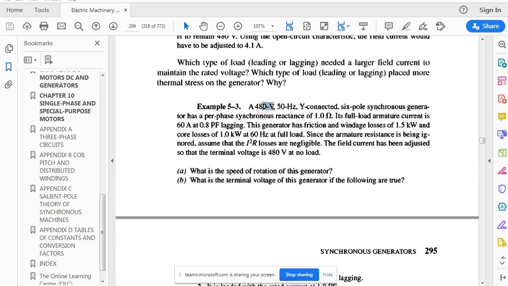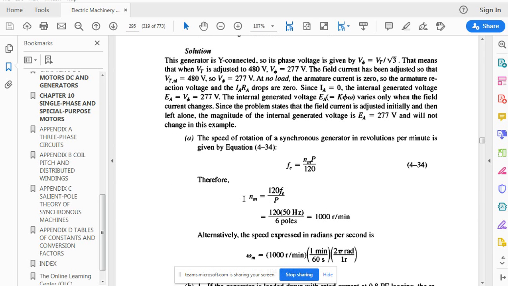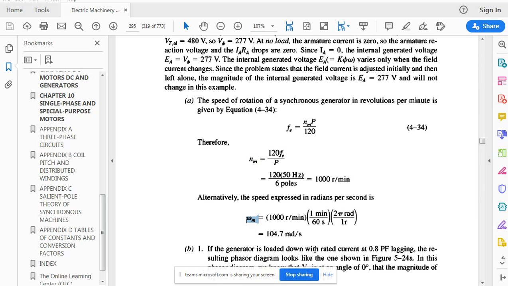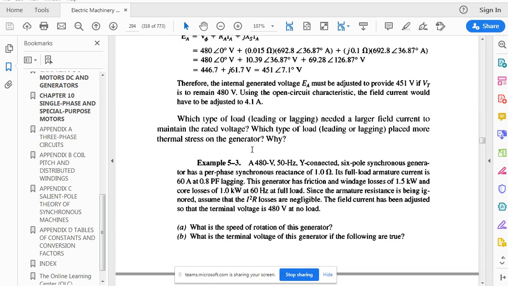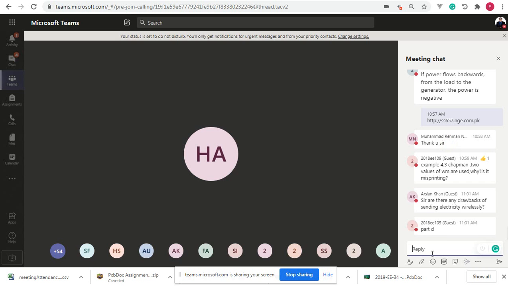It's a 50 hertz machine, 480 volts, Y-connected, 6 pole synchronous generator, per phase synchronous reactance is 1, and nothing else fancy. We just find Nm, which translates to omega m. This is the synchronous generator speed for 50 hertz. So they have calculated it by putting in F of 50, P number of poles 6, giving 1000, and then converting this 1000 into radians per second, because this is in revolutions per minute.